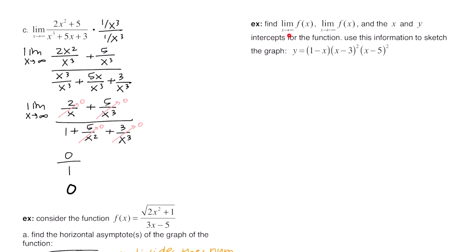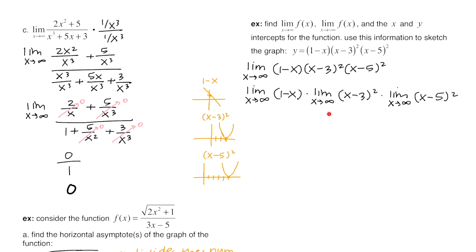This problem says find the limit as x goes to positive infinity of f of x. Also, we're going to find the limit as x goes to negative infinity of f of x. We're also going to find the x and y intercepts for the function, and then we're going to use all of that information to sketch this curve. So I wrote it out. We have the limit as x goes to infinity, and then I wrote out the function. Because we're taking the limit and we have a product of functions, we're going to rewrite this as a product of their individual limits. To evaluate these limits, I drew graphs for each of these.